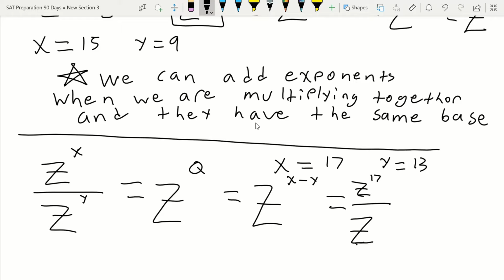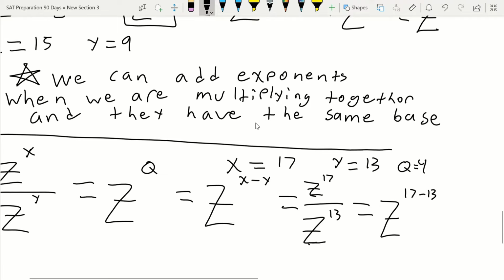Keep in mind, z can be any number as long as it's the same. So z could be 3, so we would have 3 to the 17th power over 3 to the 13th power, and this rule would apply. As long as z is the same, we can use this rule. So we're going to have z to the 17th over z to the 13th. Then we know that z to the power of q, that q is going to equal 4 because we subtract that 13 from 17. So this is going to equal z to the 17 minus 13, and that's going to equal z to the 4th.